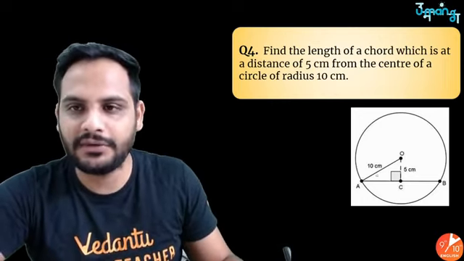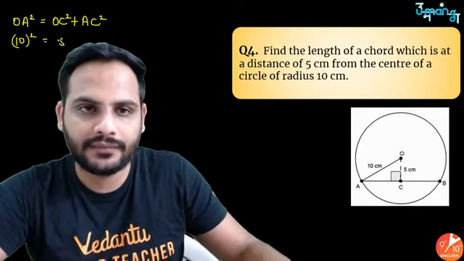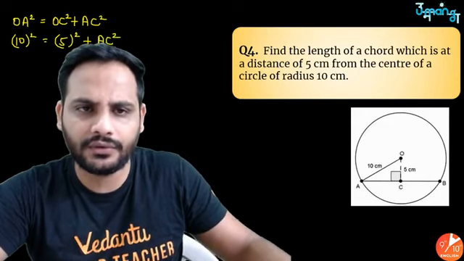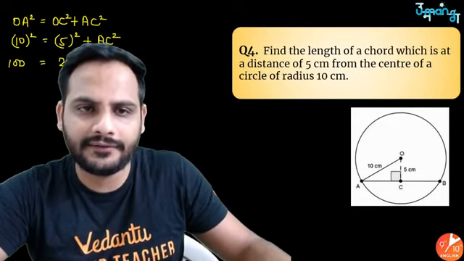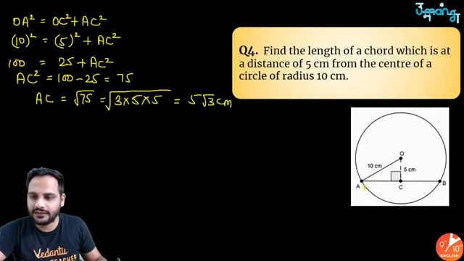OA is 10 centimeter. So I can clearly say OA square is equal to OC square plus AC square. OA is 10, whole square, is equal to OC is 5, square, plus AC square, which I don't know. So 100 is equal to 25 plus AC square. So you will get AC square is equal to 100 minus 25, which is 75. So AC will be equal to square root of 75. Prime factorization of 75 is 3 into 5 into 5, so that is 5 root 3 centimeter. So AC is 5 root 3 centimeter.